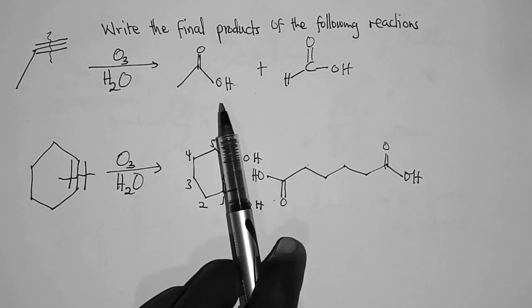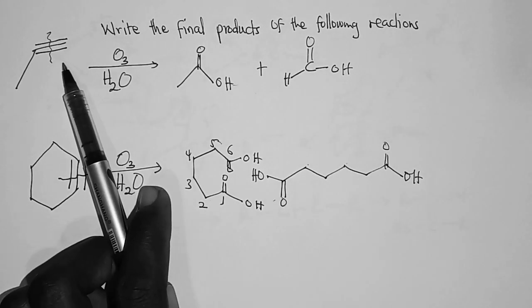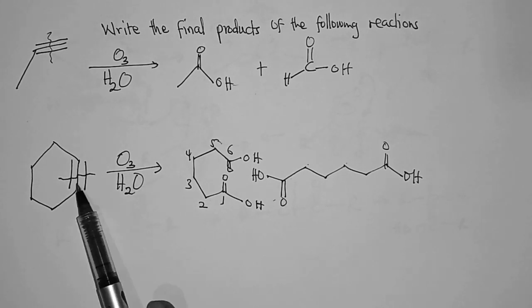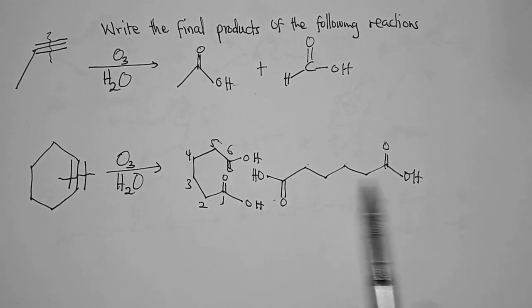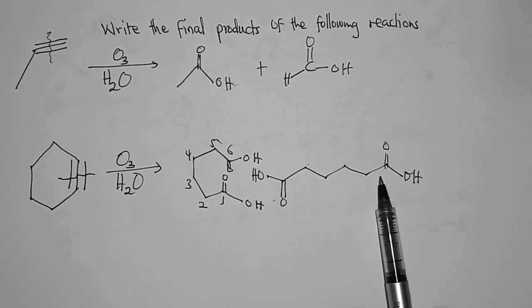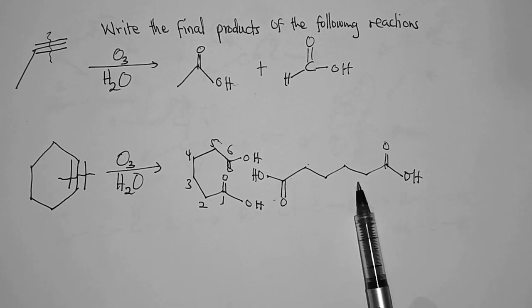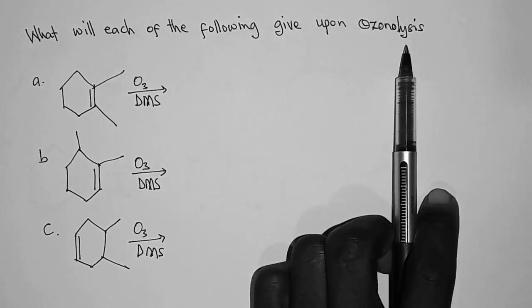So get the difference. If you do ozonolysis of a straight chain alkyne, you are going to get 2 products. But if you do ozonolysis in a cyclic ring, you are going to get only 1 product that contains a dicarboxylic acid. That's the difference. What will each of the following give upon ozonolysis?